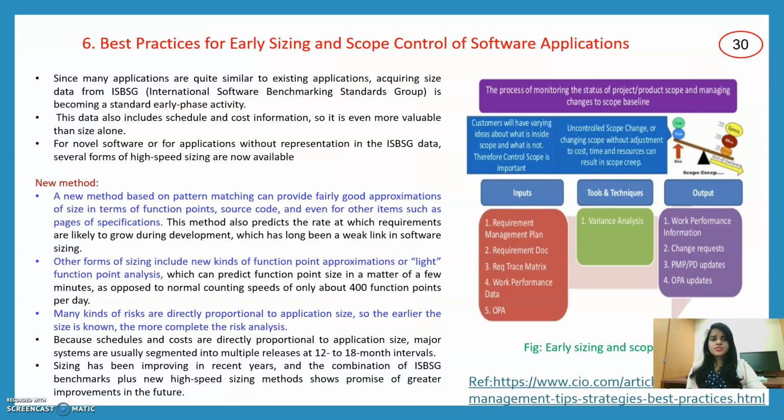And the sixth one is best practices for early sizing and scope control of software applications. Since many applications are quite similar to existing applications, acquiring size data from ISBSG is becoming a standard early phase activity. This data also includes schedule and cost information, so it is even more valuable than the size alone. For example, a new method based on pattern matching can provide fairly good approximations of size in terms of function points, source code, and even other items such as pages of specifications. So early sizing and scope control of a software application is very important in every aspect.